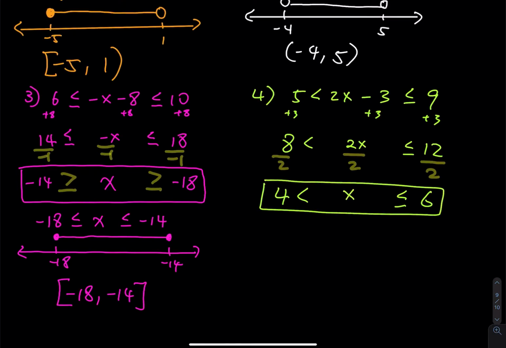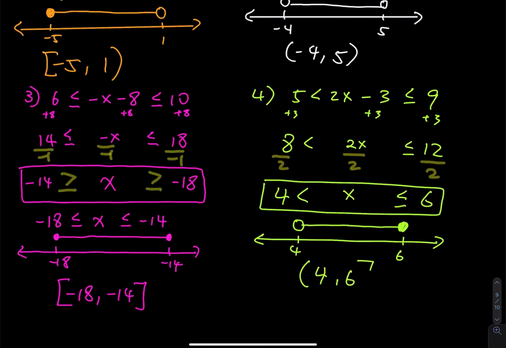So we draw a number line. 4 and 6. We ignore the rest of the numbers. Open circle for the no equal. Solid circle for the equal. And then between them, the interval is from 4 to 6, square bracket.